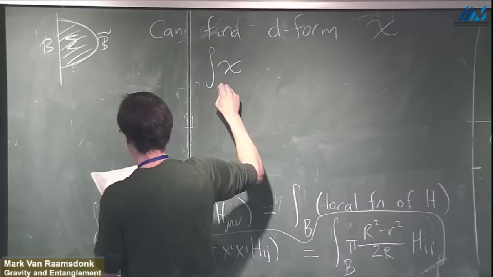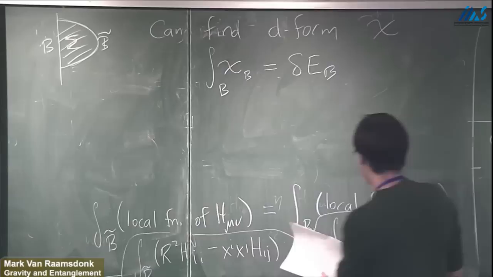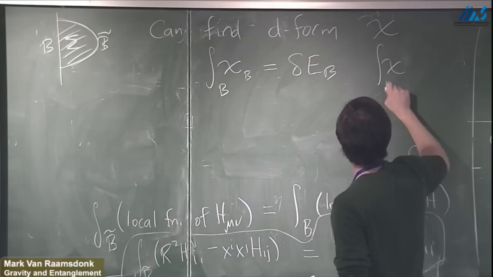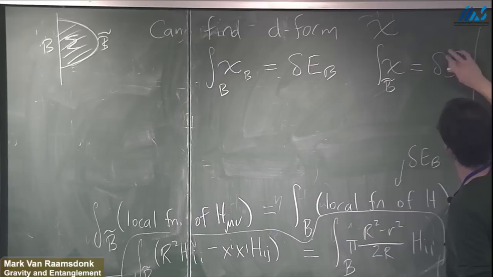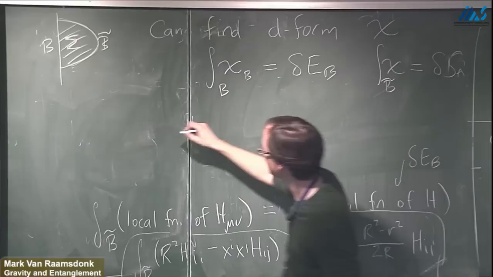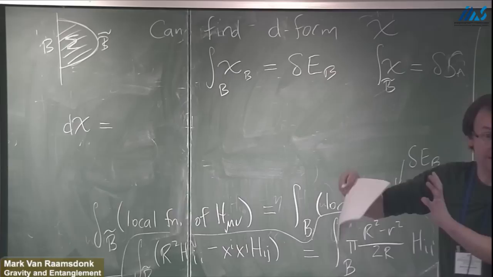The integral of this form over the boundary surface is going to equal our boundary integral, which I'm calling delta EB. The integral over this bulk surface of the same form is going to equal our bulk integral. And the exterior derivative of this form is going to be an expression in which the Einstein tensor makes an appearance.